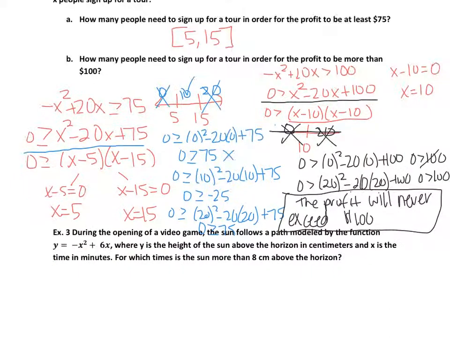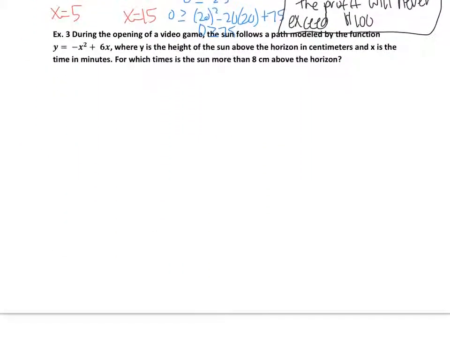Moving on, we've got one more word problem. We're going to do the same thing. We're going to set up our equations or inequalities, use our testing intervals, and see what yields true and false statements. So, during the opening of a video game, the sun follows a path modeled by the function y equals negative x squared plus 6x, where y is the height of the sun above the horizon in centimeters and x is the time in minutes. For which times is the sun more than 8 centimeters above the horizon?